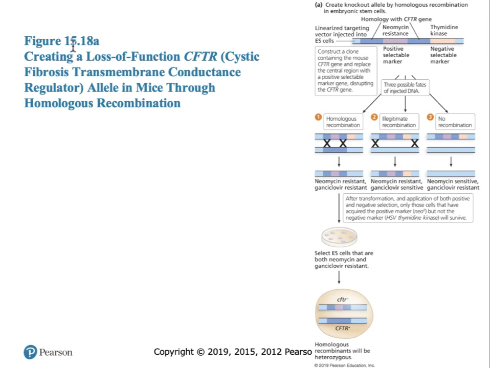Figure 15.18a does a great job of explaining the architecture. So if you follow pathway 1, this is the desired pathway. This is what you expect the experiment to generate. Here the recombination is homologous, so the blue areas are compatible with the chromosome and the vector, and then the region in between is transferred over to the chromosome. And those cells will have a positive selectable marker only.